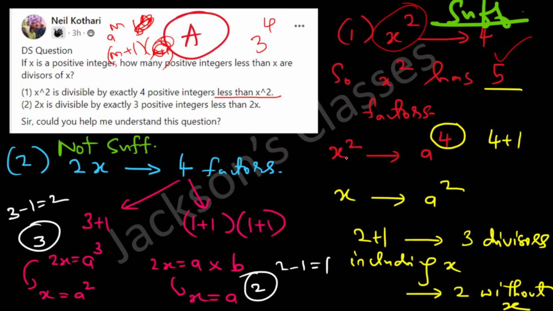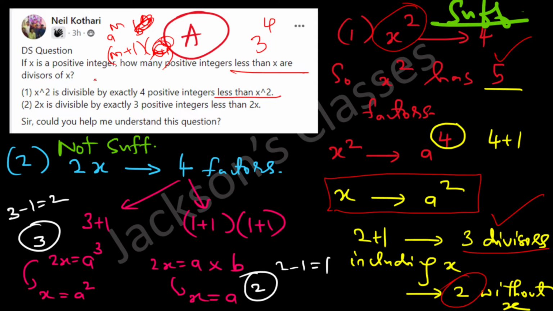All right, so x will be of the form square root of a to the power 4, which is equal to a square. Now if x is of the form a square, then x will have 2 plus 1, that is 3 divisors or 3 factors, and remember that is including x. So excluding x, there will be 2 factors. So yes, you can find out. That's the question, right? If x is a positive integer, how many positive integers less than x are divisors of x? So in this case it will be 2. Again, we don't need to find it over here because it's a data sufficiency question, but statement 1 alone is sufficient.